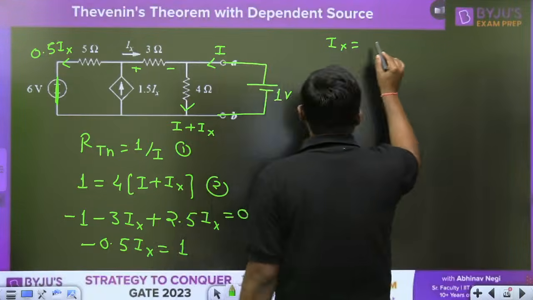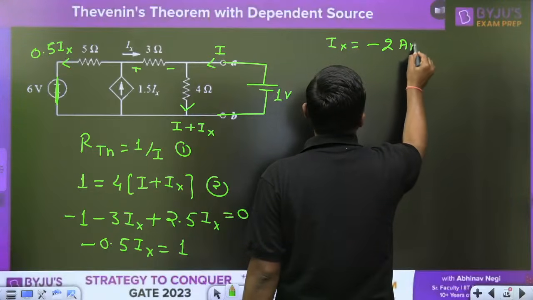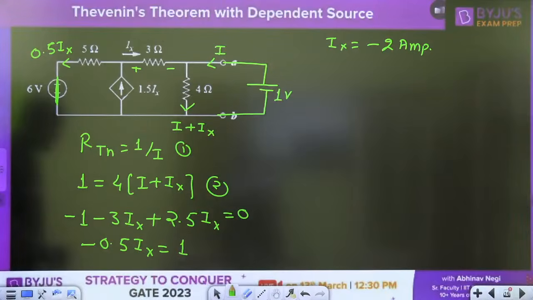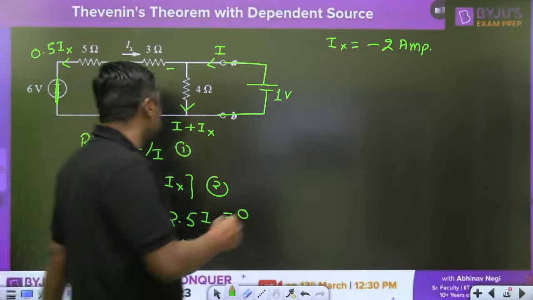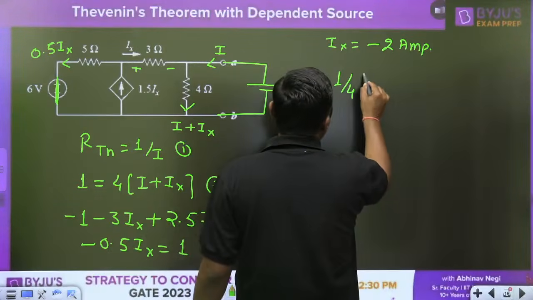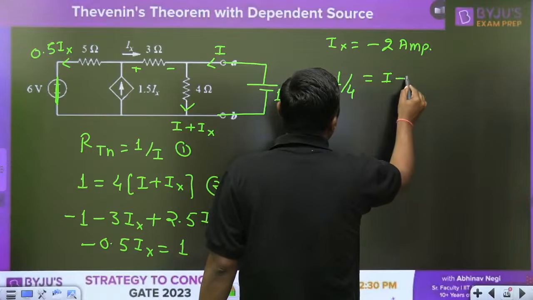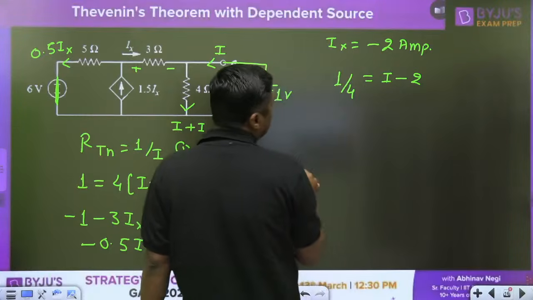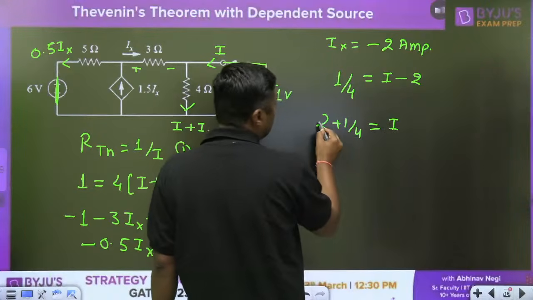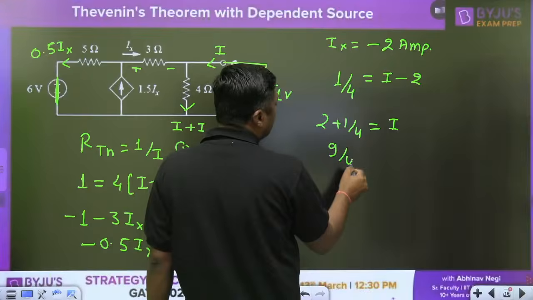Take my calculation, Ix is equal to minus 2 ampere. Right, up to this point everything is fine. Now put here minus 2, then it will become 1 by 4 is equal to I minus 2, and here this is the 2 plus 1 by 4 is equal to I. 9 by 4 is equal to I.